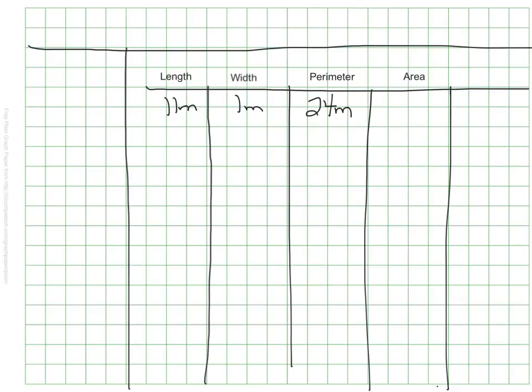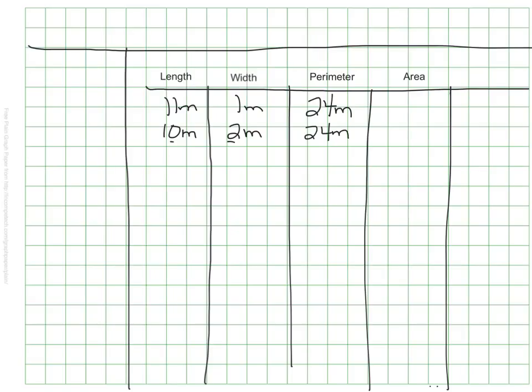Right? I could also make the space 10 meters wide. The length would be 2 meters, and again, if I add 10 plus 2, that's 12. And I have that twice to account for the other 2 sides of my rectangle, that would also make 24 meters.